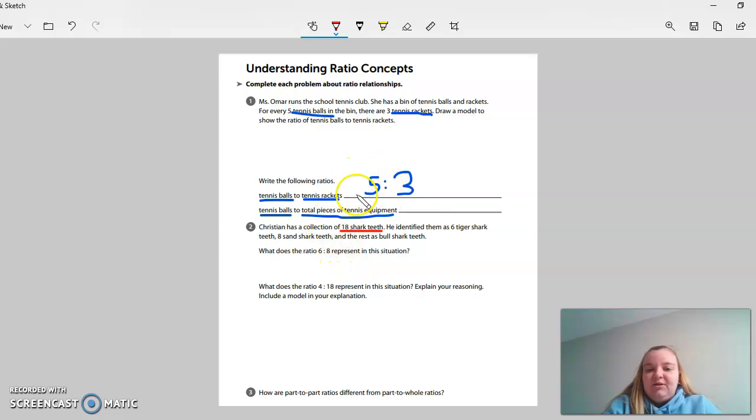So like just up here, 5 to 3, this ratio represents tennis balls to tennis rackets. So what would 6 to 8 represent? Right? And then what does the ratio 4 to 18 represent? 4 to 18, right? I don't see a 4 in this problem, so you're going to have to figure out what the 4 is, and then what the 18 represents. So your answer should look something like this. Not using tennis balls to tennis rackets, but what does 6 correspond to, and what does 8 correspond to?